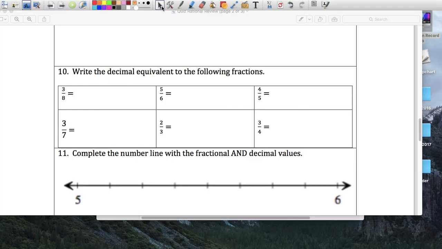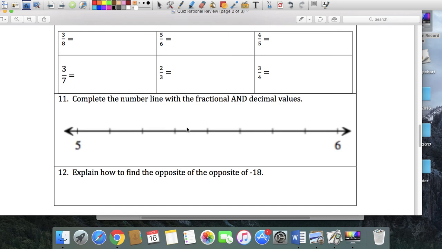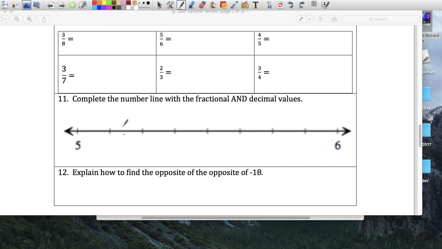Complete the number line with fractional and decimal values. Well, let's see. This is 1, 2, 3, 4, 5, 6, 7, 8. So I know it's divided into 8 parts. So it's going to be a fraction with a denominator of 8. So this is 5 and 1/8, not just 1/8. 5 and 2/8. 5 and 3/8. 5 and 4/8, or 5 and a half. 5 and 5/8. 5 and 6/8, or 5 and 3/4. 5 and 7/8.